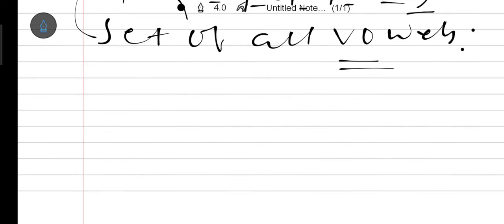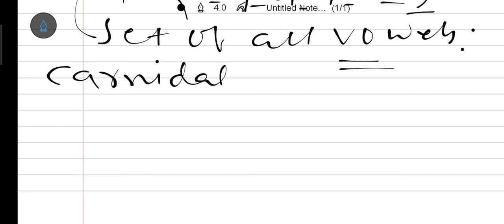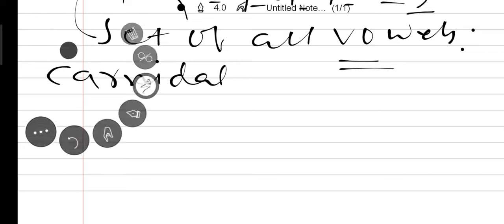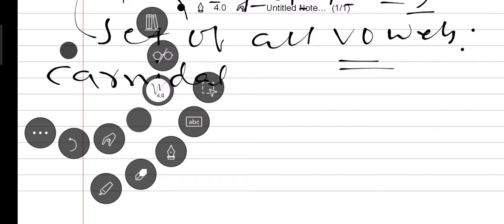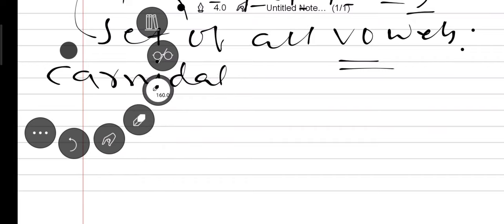Now gentlemen, here comes one thing that is called cardinal. Somewhere in some books it is written as cardinality. Sorry, I have written it wrong, so I'll correct it now. Where is the eraser?